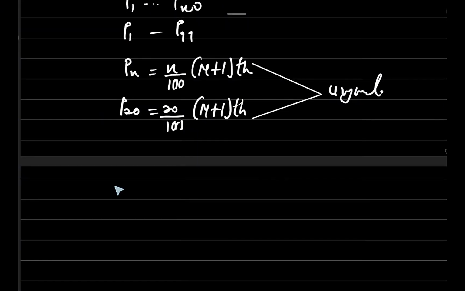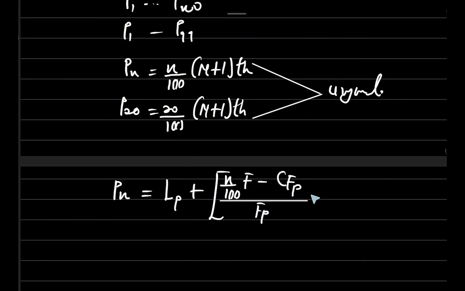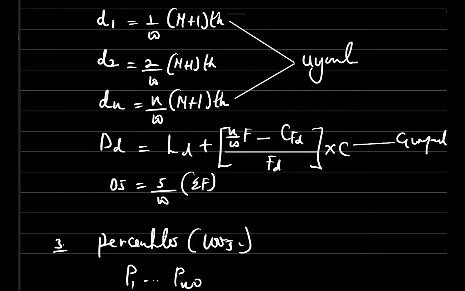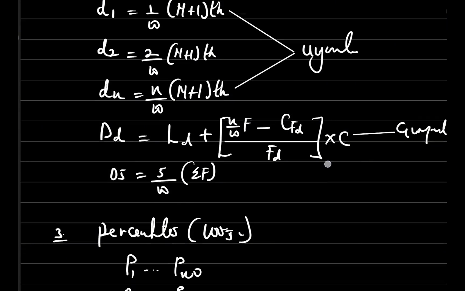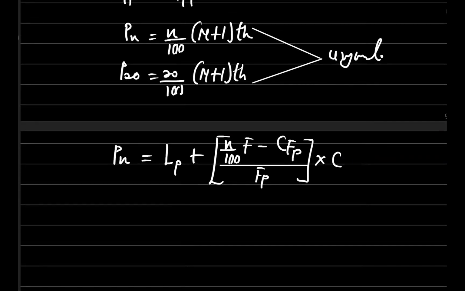Then for grouped data, you will have P subscript N, to represent the percentile you want to consider, equal to the lower class boundary of the percentile class, plus N divided by 100 multiplying the total frequency under consideration, minus the cumulative frequency of the percentile class, divided by the frequency of the percentile class, and then multiplied by the class size or class width. So you see it's the same pattern for the formula. Just that the measure changes depending on whether you are considering quartiles, deciles, or percentiles. This also represents the grouped data aspect.